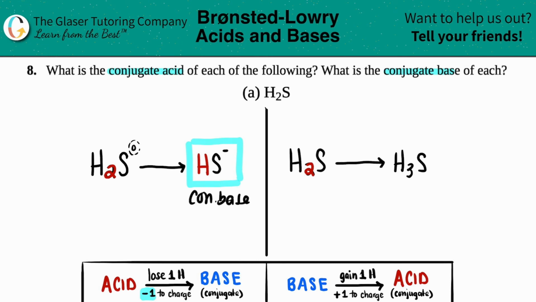Now you just have to adjust for the charge. When you're gaining a hydrogen, you add 1 to the overall charge. We said that H2S was originally a 0. So when I come over here, I say, okay, it was a 0, but since I added a hydrogen, I add 1. 0 plus 1 is plus 1. Or I could just write a plus. And this would be the conjugate acid.